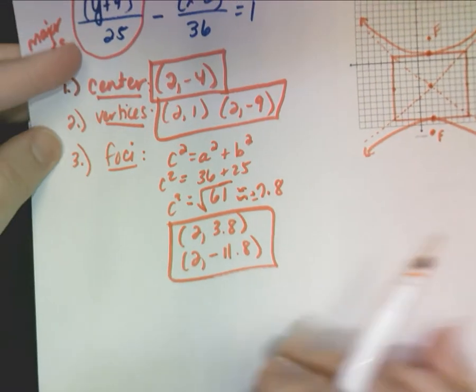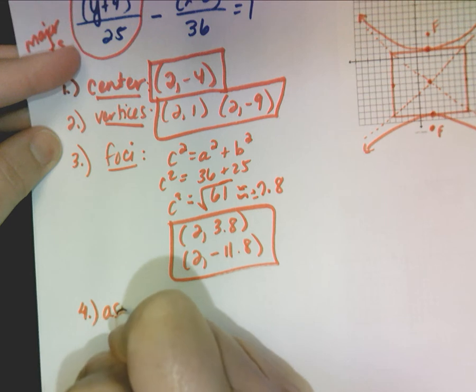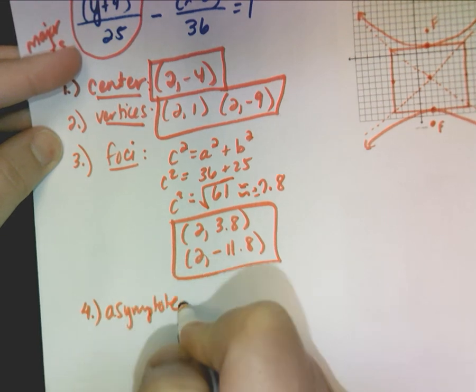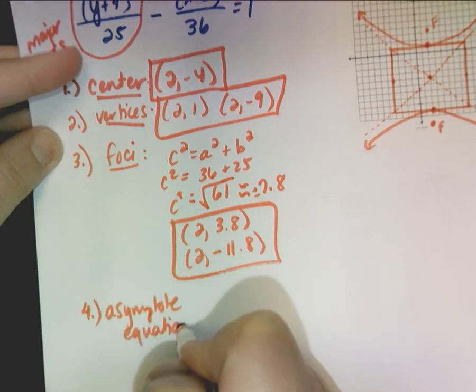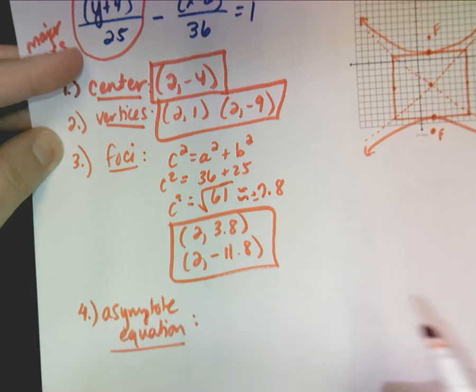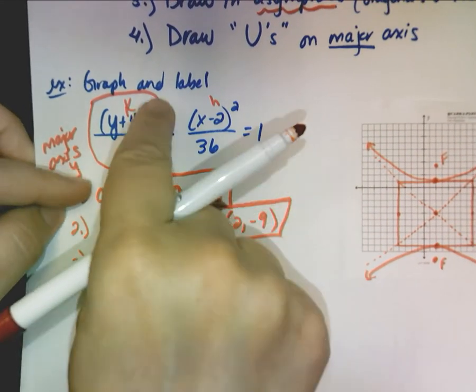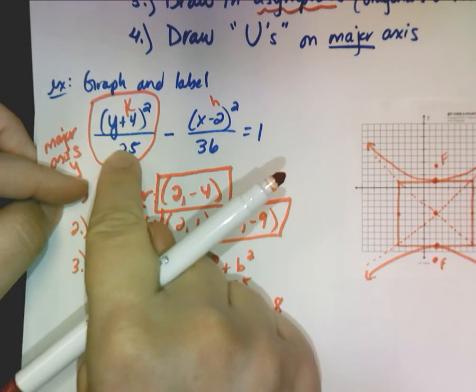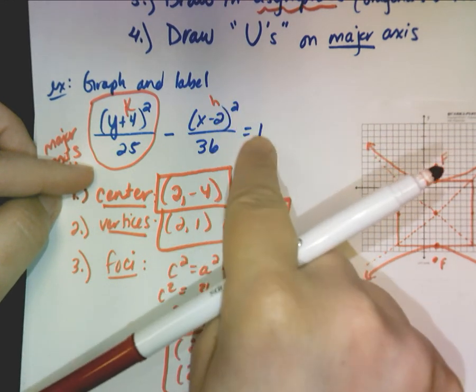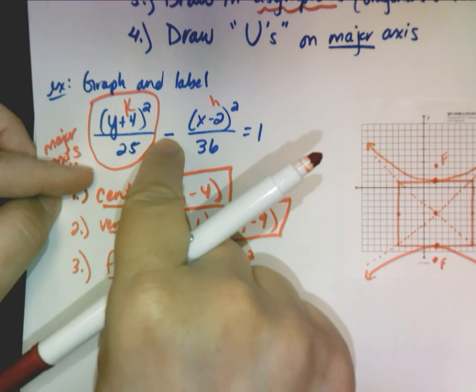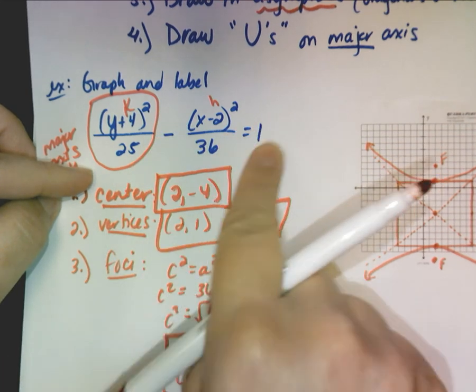Okay, so here's the trick. Asymptote equation. It always works out this way because it's pretty cool for hyperbolas. You're going to take this fraction and set it equal to this fraction. Don't worry about the 1. Don't worry about the minus. Almost put an equal sign right there and then scratch out the 1.